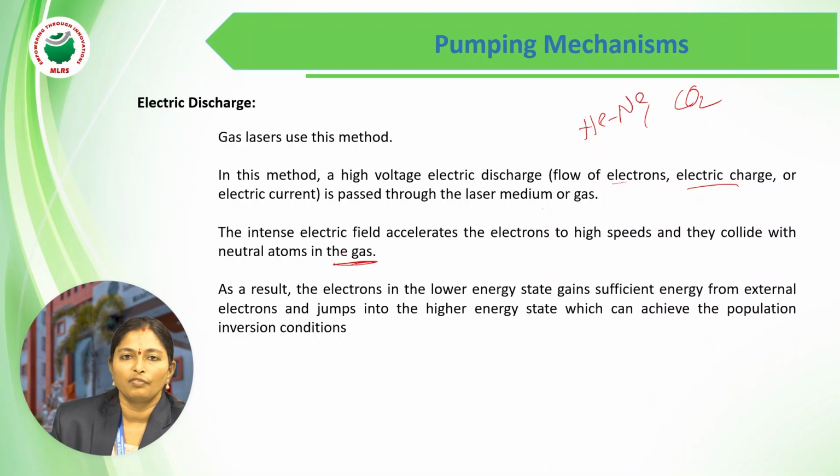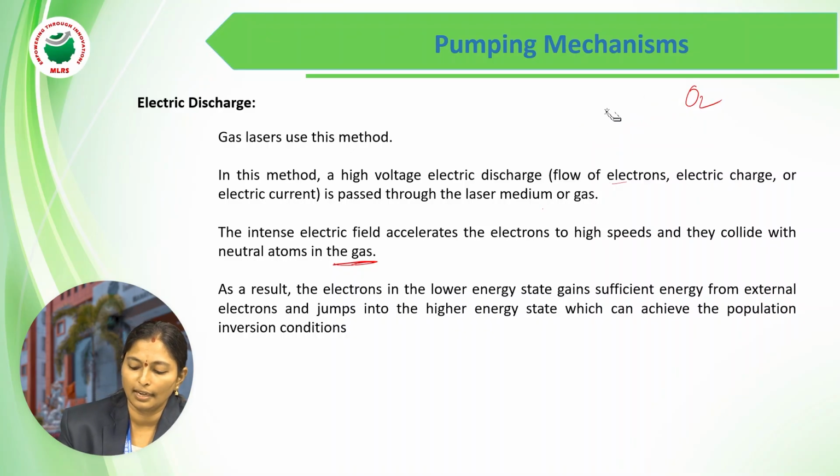So what is going to happen after collision? These atoms get energy and they start to move from the ground state to a higher energy state with this sufficient thermal energy. This is what we call electric discharge.